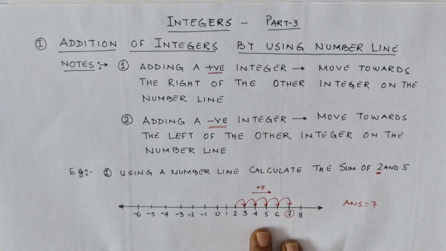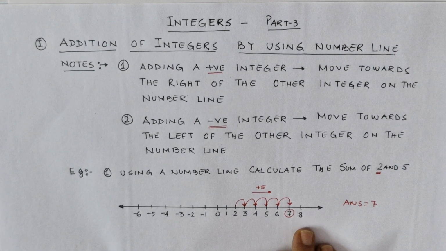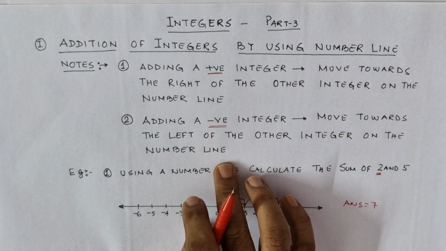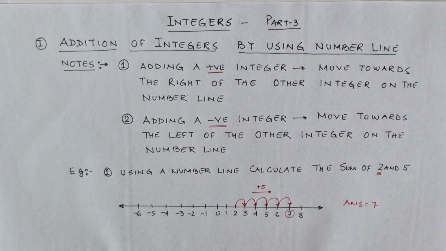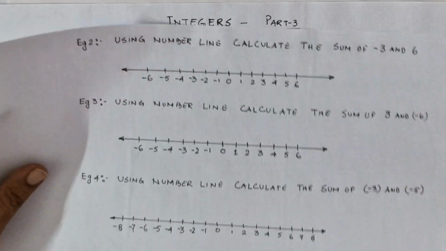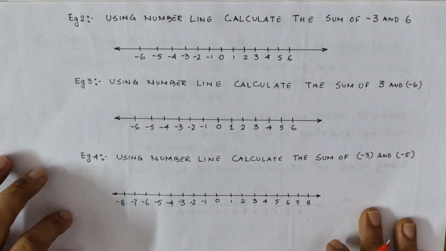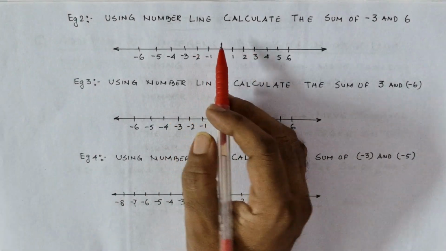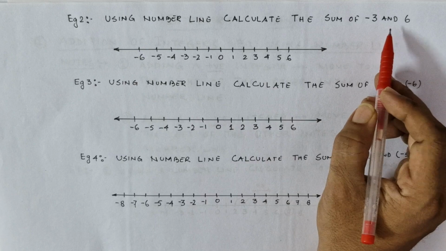Got it? So this is how you will be doing calculations on a number line based on these two rules. Always remember. So let's come to a different scenario, that is example 2. See, using number line, calculate the sum of minus 3 and 6.